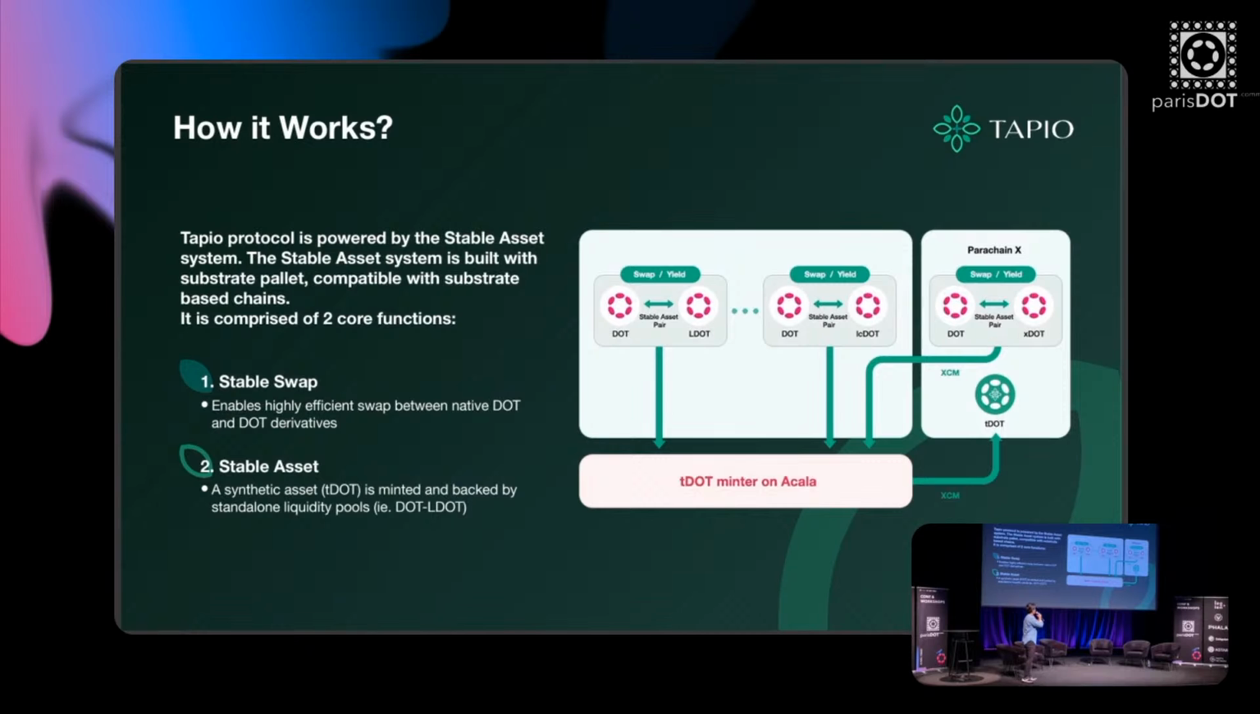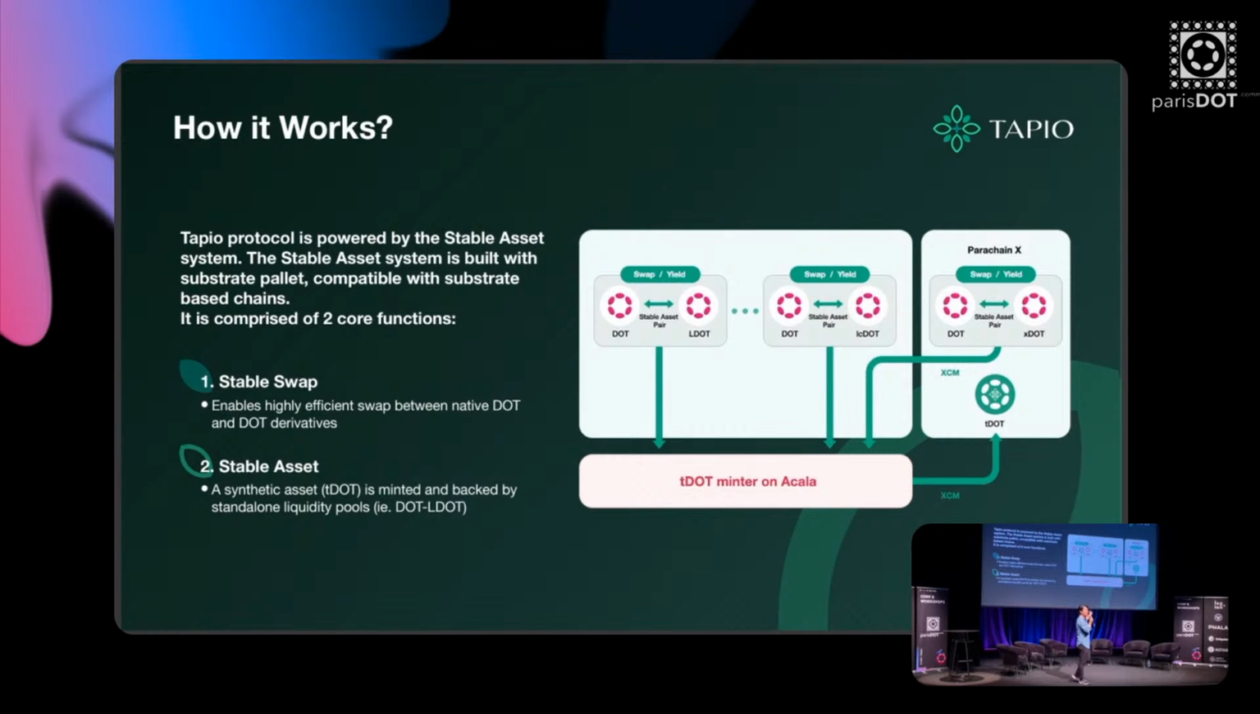So very quickly, I kind of explained this already. How does it actually work? The synthetic asset pool is backed by a stable swap engine. Stable swap basically allows the swapping between native DOT and the DOT derivatives. From an LP standpoint, if you're contributing DOT or L-DOT in this case, instead of just getting a simple LP token in return, you're getting a synthetic asset in return. And with this synthetic asset, you can actually use it across different parachains.